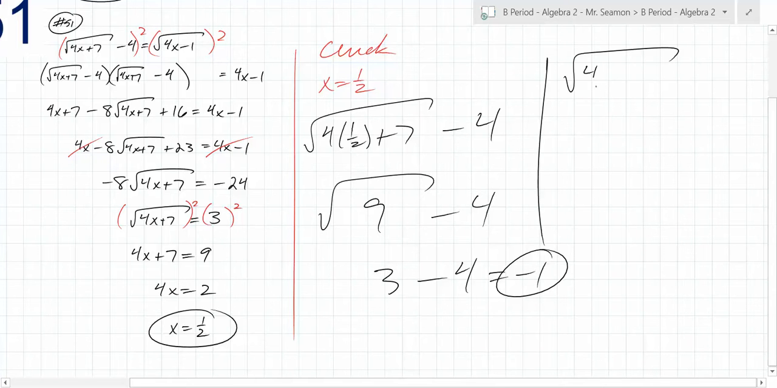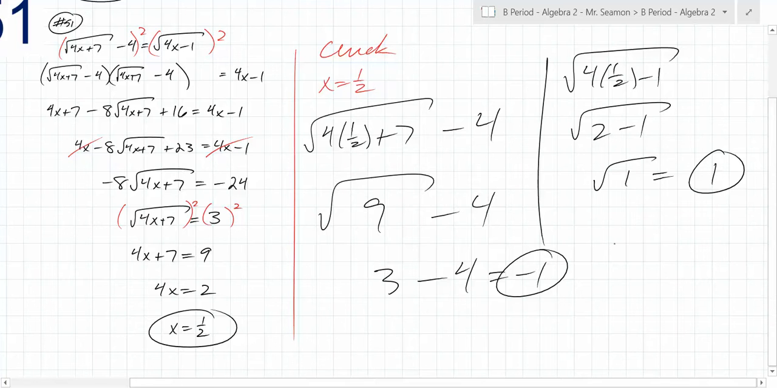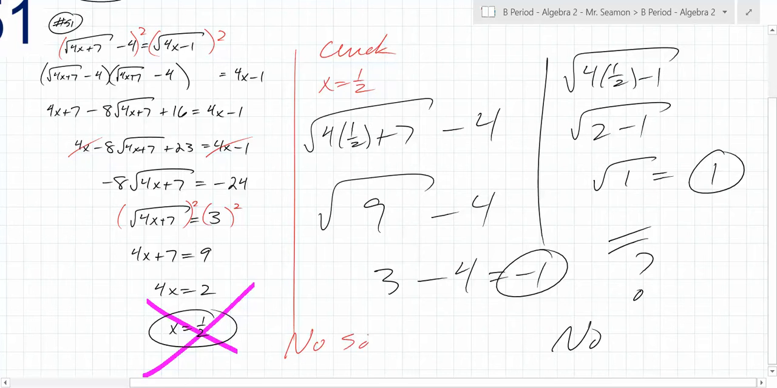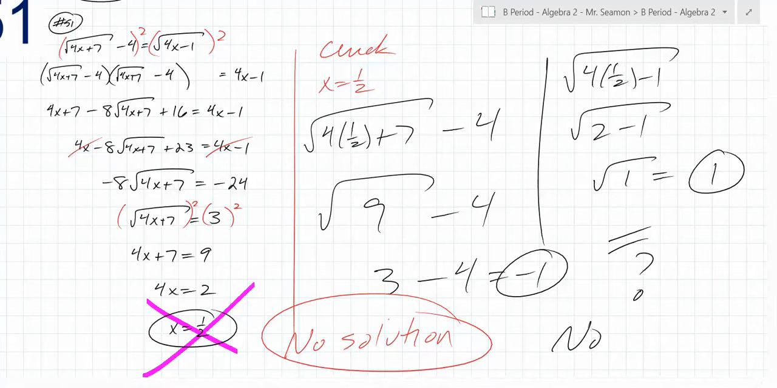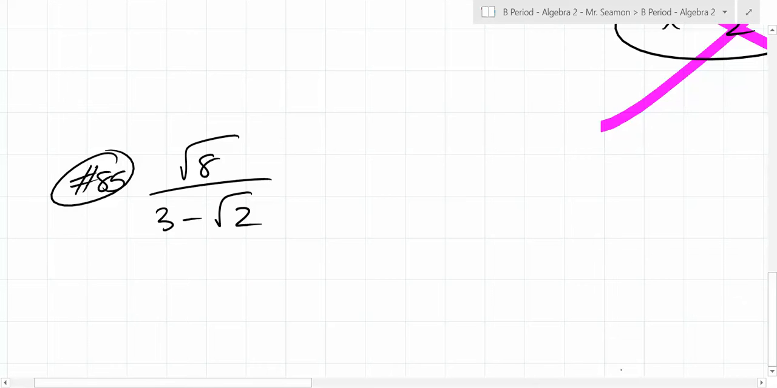Well, what's the other side of this? It's the square root of 4 times a half minus 1, which is the square root of 2 minus 1, which is the square root of 1, which is 1. Are those equal? No. So you'd have to say then no solution to this one. But you'd have to do all that work to show that there's no solution. Your only potential answer is a half, and it doesn't check. It does not check.